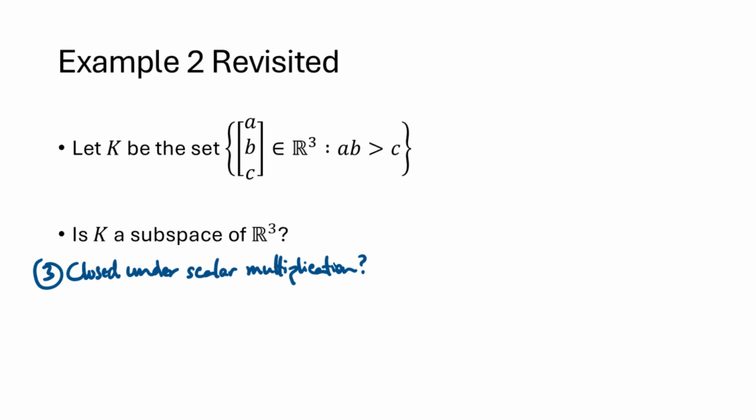And again, using a little bit of trial and error, we might stumble upon an example like this. The vector 1, 0, -1 is in K, and again I know that because I checked the property. 0 is greater than -1, so that shows me that this vector is in K.